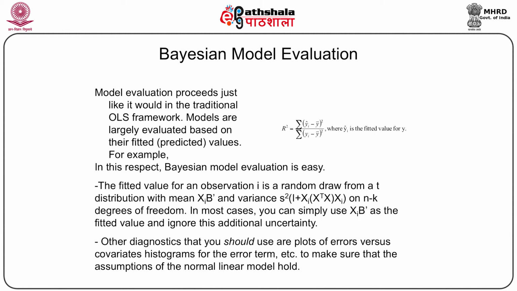As we know, the formula for R square is the sum of (yi hat minus y bar) square over the sum of (yi minus y bar) square, where y hat is the fitted value of y. The fitted value for an observation i is a random draw from a t distribution with mean xi b prime and variance s square times (1 plus xi (x transpose x) inverse xi transpose) on n minus k degrees of freedom. In most cases, you can simply use xi b prime as the fitted value and ignore this additional uncertainty. Other diagnostics that you should use are plots of errors versus covariates, histograms for the error term, etc., to make sure that the assumptions of the normal linear model hold.